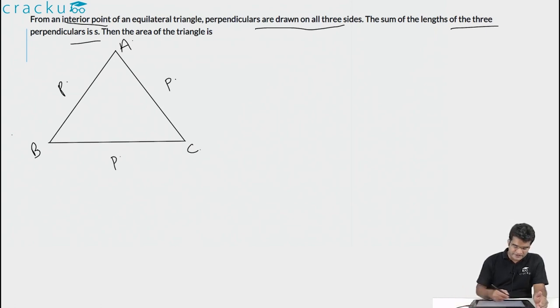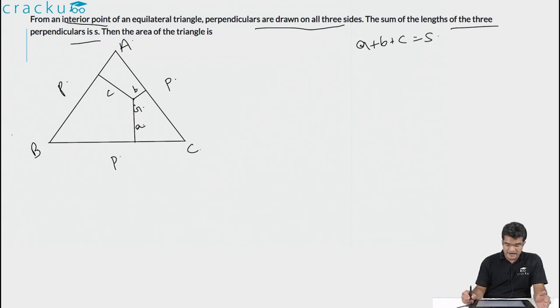Let the interior point be a point G, which lies somewhere inside. From G let us draw perpendiculars to all the three sides. So this will be one, this will be the other, and this is the third one. Let the lengths of the three perpendiculars be equal to A, B and C. So let this be equal to A, let this be equal to B and let this be equal to C. We are told that the sum of these perpendiculars is equal to S. So A plus B plus C is equal to S.